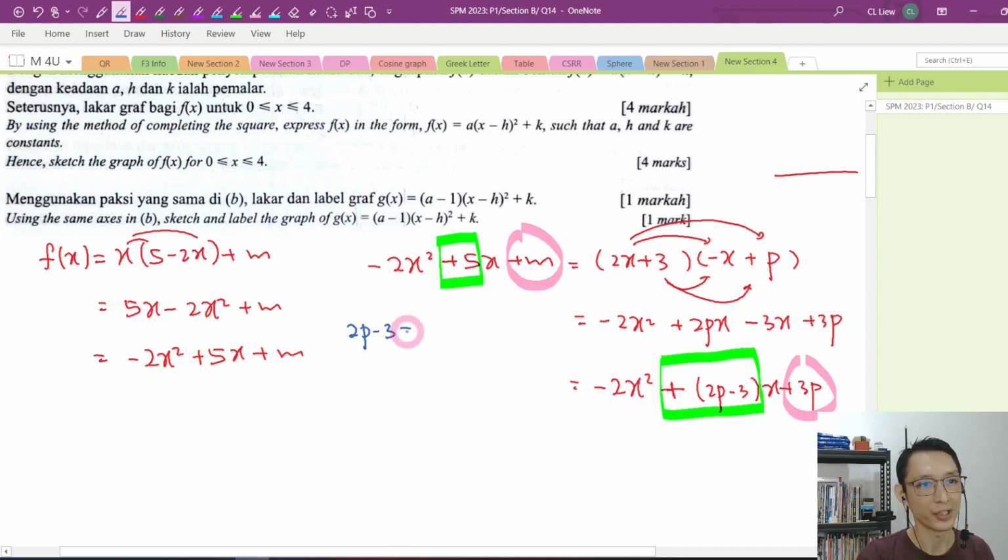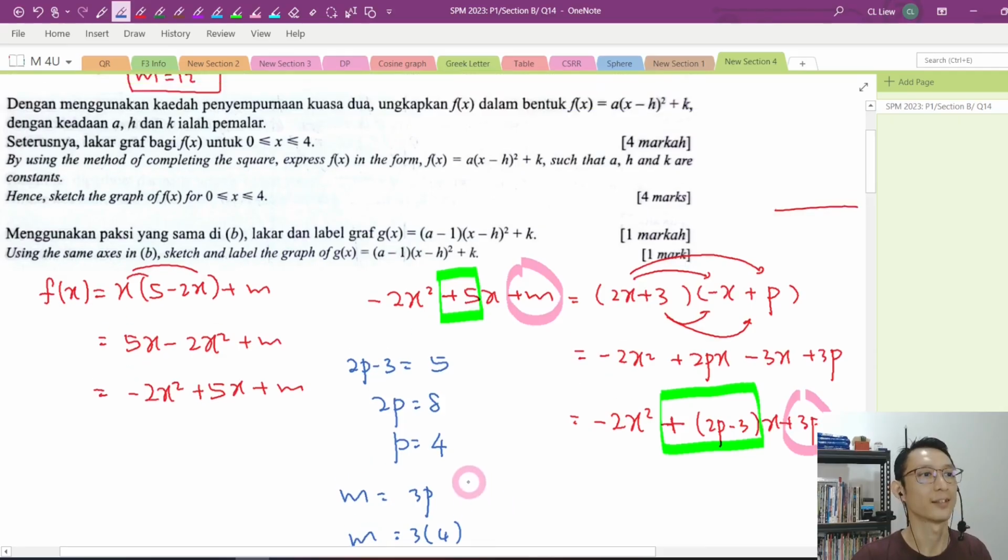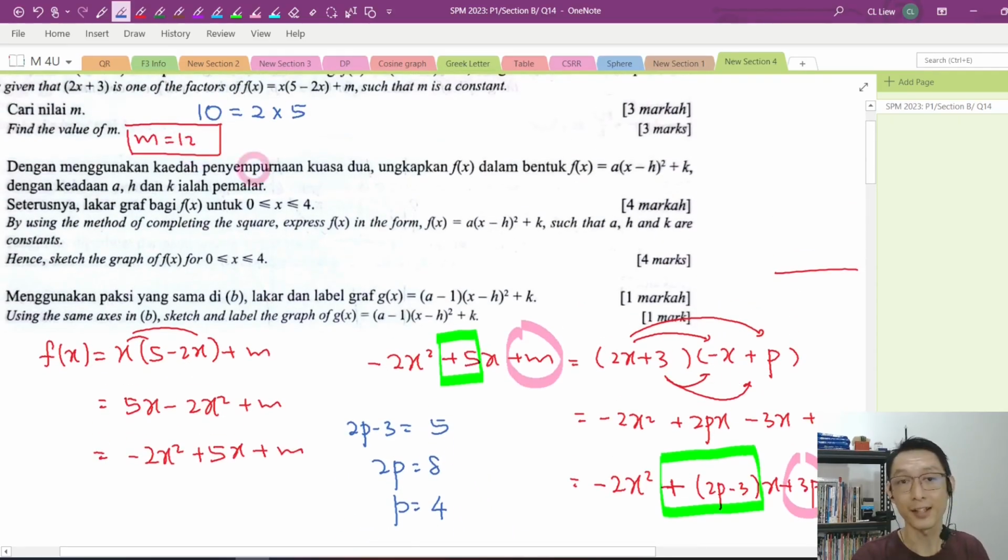2p minus 3 is equal to 5. 2p is equal to 8, and p is equal to 8 divided by 2, which is 4. And m is equal to 3p. We know p is equal to 4, so m is equal to 3 times 4. M is equal to 12. We get exactly the same answer. Okay, this is another way to solve these questions.